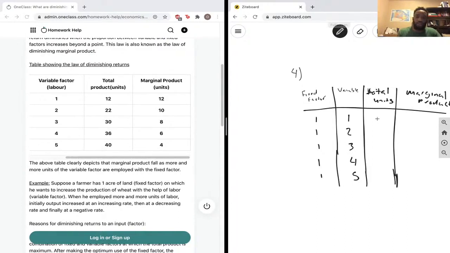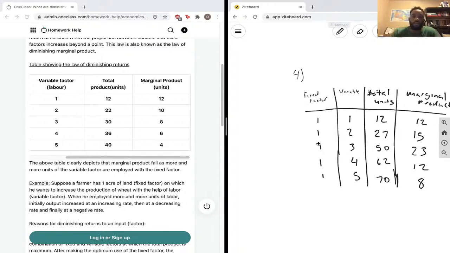So the total units start at 12. I'm going to say this is 27. I'm going to say this is 50. We're going to call this 62. And we're going to call this 70. So here the marginal product for the first one is just 12 because it was 0 before. The difference here is 15. Here it would be 23. Here it would be 12. And here it would be 8.